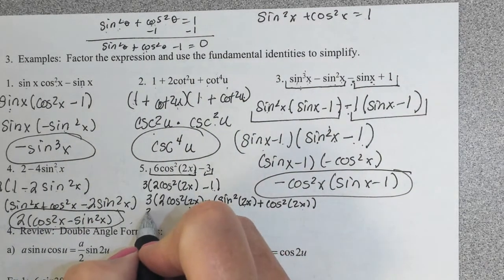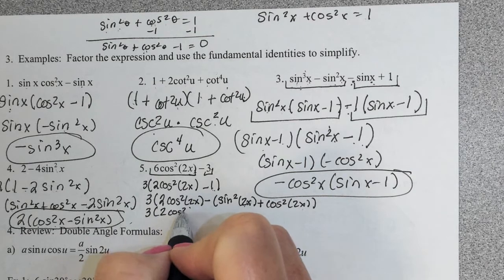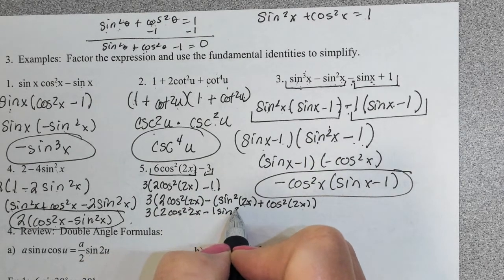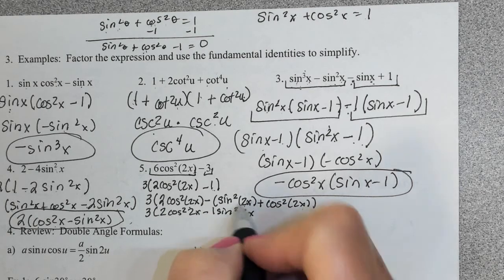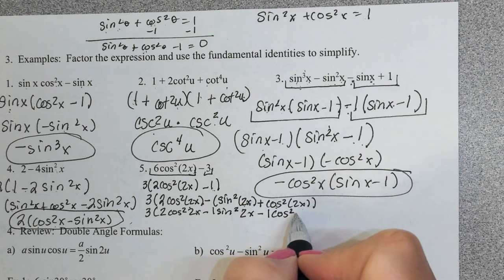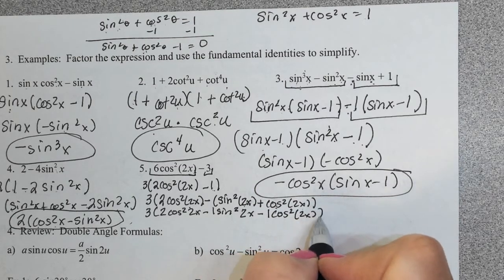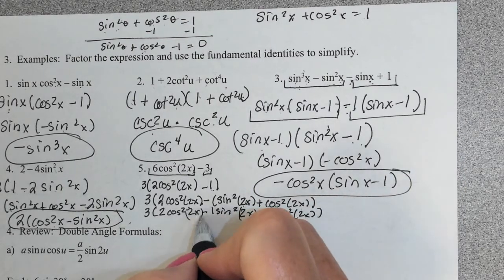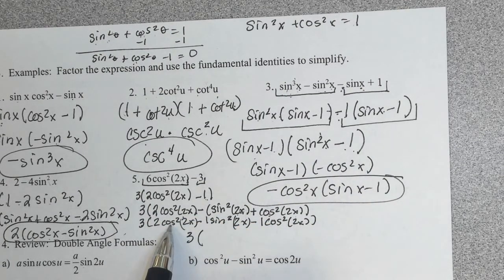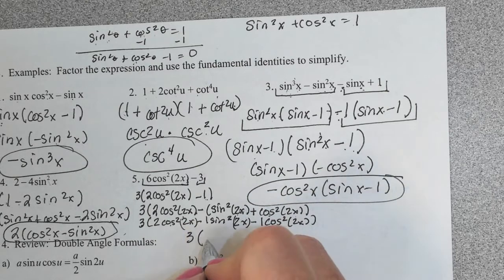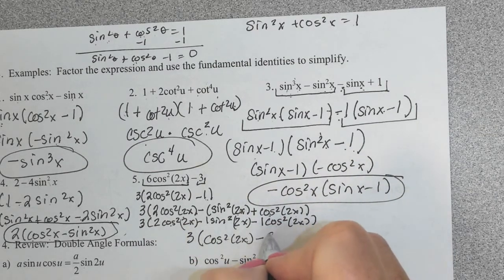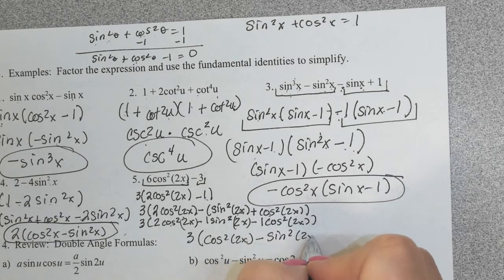So now I'm going to have to simplify this. I've got 2 cosine squared 2x minus 1 sine squared of 2x. And then I have to distribute the negative through that, so minus another 1 cosine squared of 2x. And you can put these parentheses in if you want. So simplifying this, I've got a 3. I've got 2 cosine squareds minus 1. That's going to give me 1 cosine squared. And then minus sine squared of 2x.